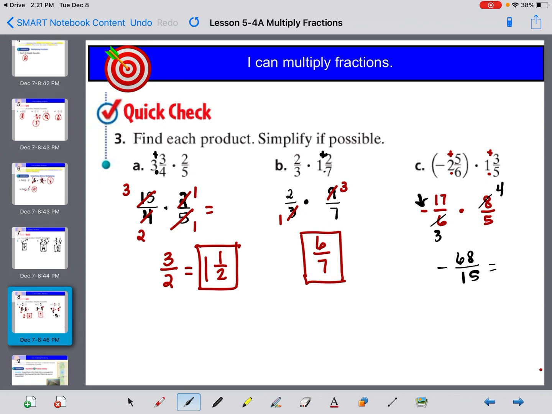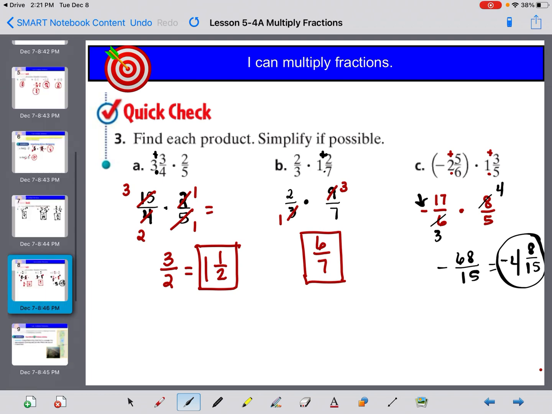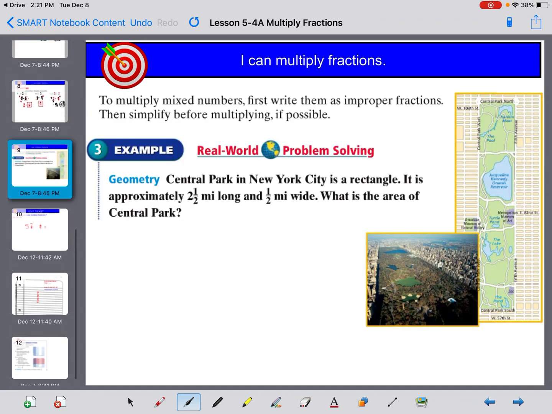Now 68 is bigger than 15, so it's improper. We have to convert it to a mixed number. 15 goes into 68 4 times, because 4 times 15 is 60, and then I have 8/15 left. There we go. All right, last problem of the day.